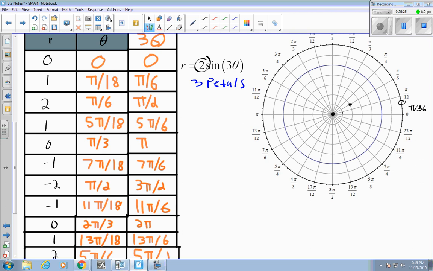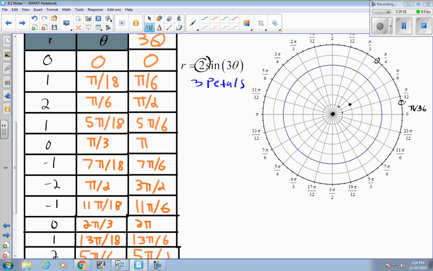5 pi over 18. Now let's think this through here. So pi over 6 is how many pi over 18s, if that, you understand what I'm asking? 3 pi over 18. So I'm at 3 pi over 18, 4 pi over 18, 5 pi over 18 right there. So 5 pi over 18, I'm at 1. Then pi over 3, that's easy. That's the pole again.